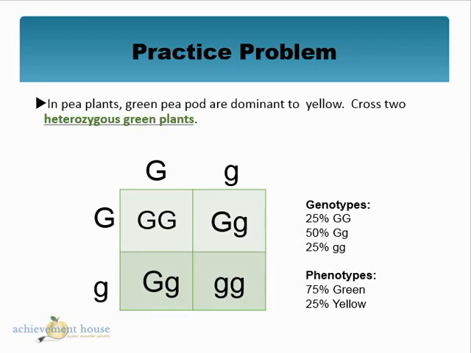When we look at the genotypes of the offspring, we see that about 25% will be big G big G, 50% big G little g, and 25% little g little g. If we think about the phenotypes, that means that 75% of the offspring will be green and 25% will be yellow.